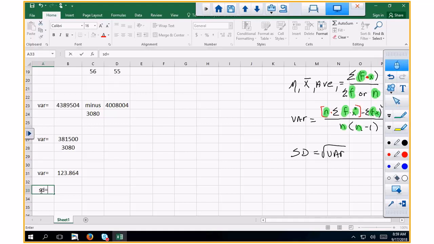Standard deviation is equal to that number raised to the what? 1/2 power, or 0.5 power. Raised to the 0.5 power. There is the number you want.